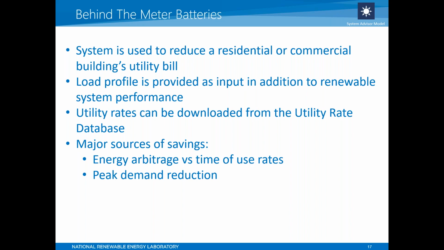SAM has an interface that allows you to specify a customized utility rate, or they can be downloaded from OpenEI's utility rate database. And when attempting to reduce that utility bill, there are typically two major sources of savings. One can do energy arbitrage versus time of use rates, so load shifting, or one can do peak demand reduction versus a utility rate with demand charges.